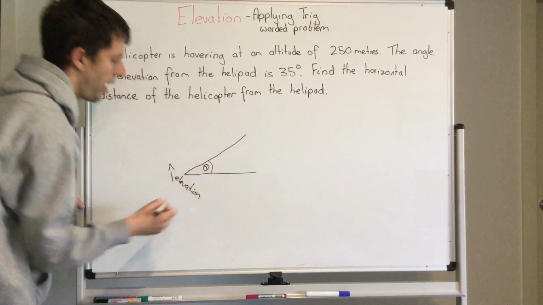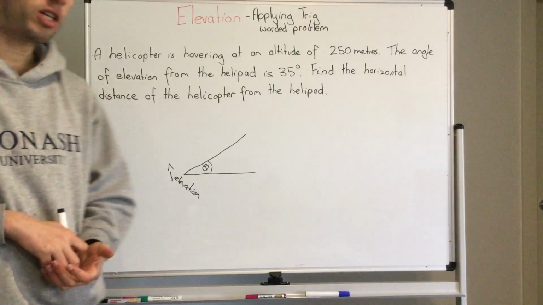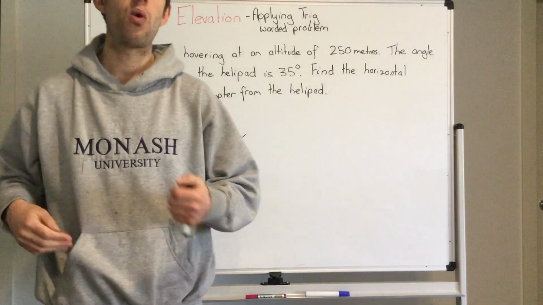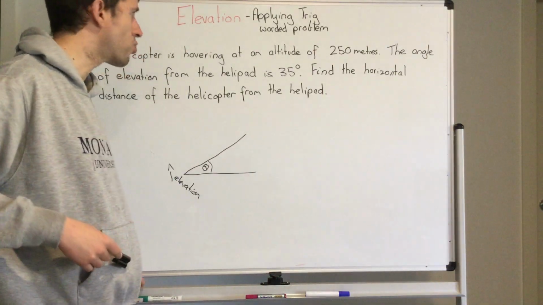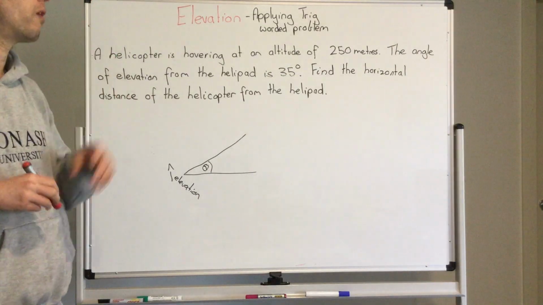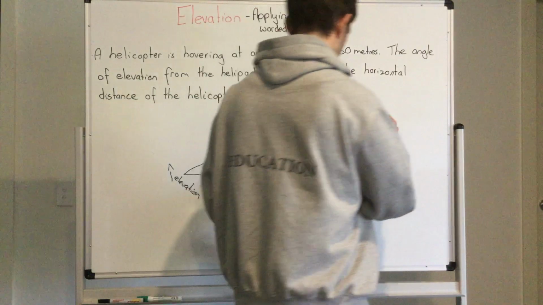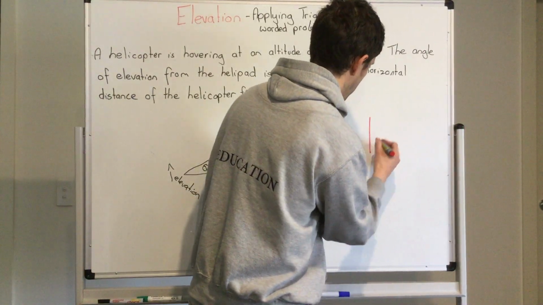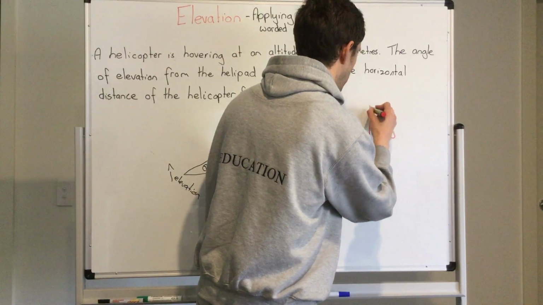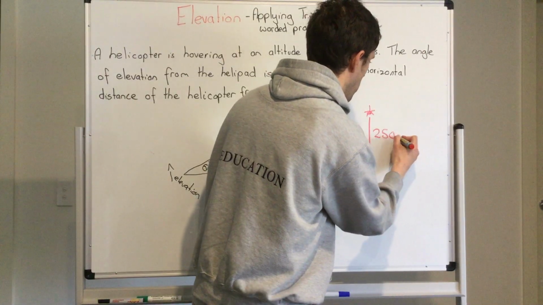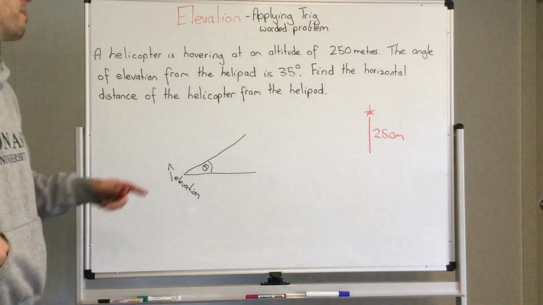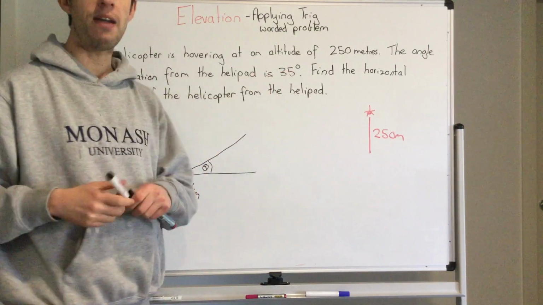And we're talking about this angle here. So let's use our understanding of that to apply it to this question. When we're thinking about worded questions, we are going to be reading and drawing a picture at the same time. A helicopter is hovering at an altitude of 250 meters. That's my lovely helicopter there. The angle of elevation from the helipad is 35 degrees.